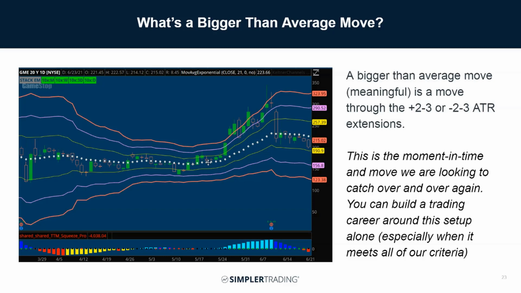So it's that moment in time when all we're doing is making an average move, but we've consolidated to the point where everything has contracted, and we're building up energy. Once the squeeze fires, there's your bigger than average move. +1, -1, average. 2 to 3 ATR, up or down, bigger than average. So the 21 EMA and the Keltner channels, that's what ties everything together here.